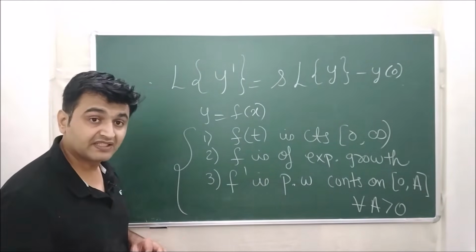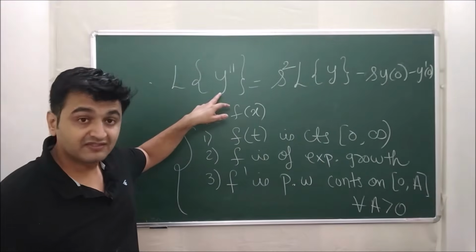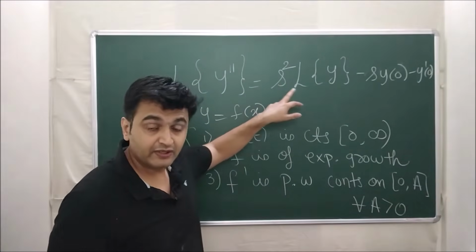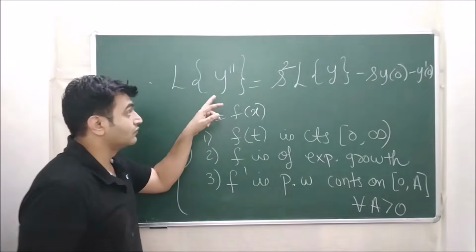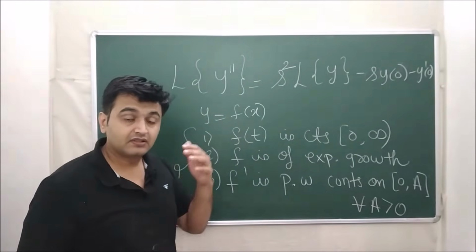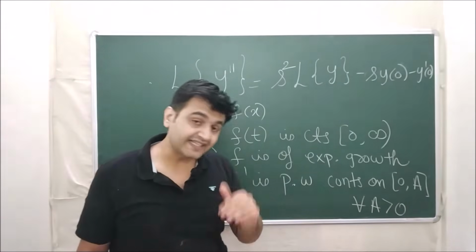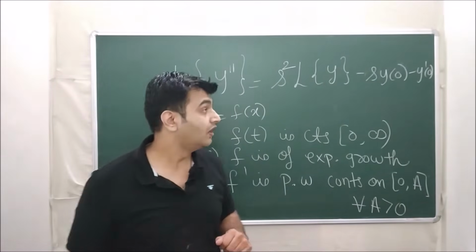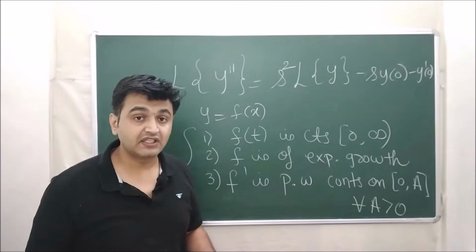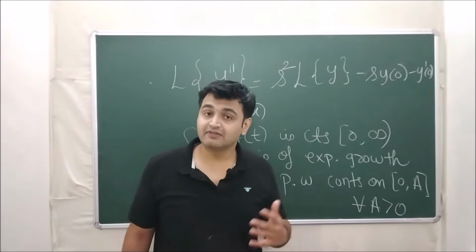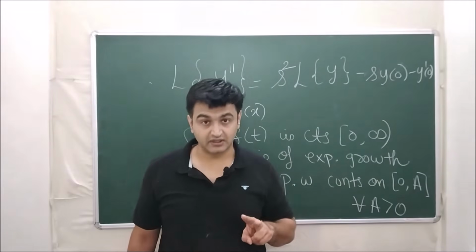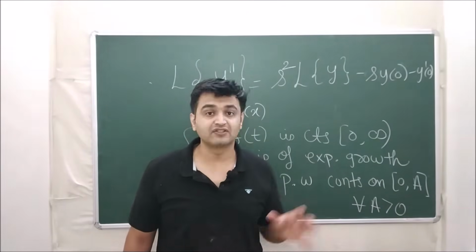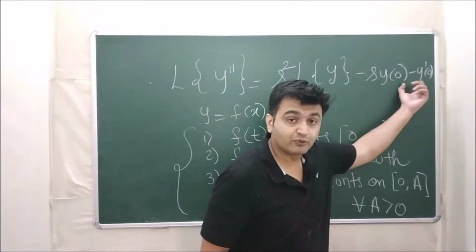Now how do you define Laplace transform of a double derivative? Laplace of the double derivative is nothing but s square into Laplace of y minus s into y of 0 minus y dash of 0. Now second derivative means what? This will be used when you have a second order linear differential equation. Whenever you have a second order differential equation, the initial value problem will have two initial conditions, y of 0 and y dash of 0. So those two values are put over here.